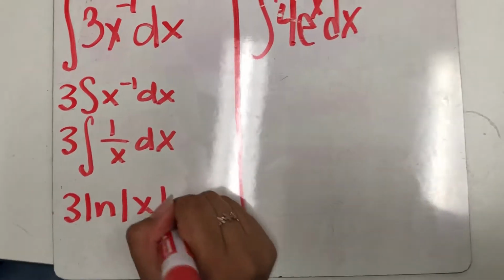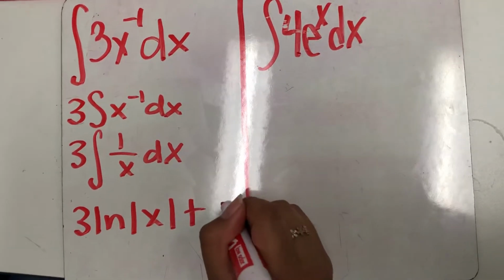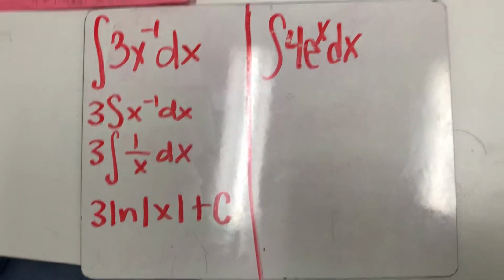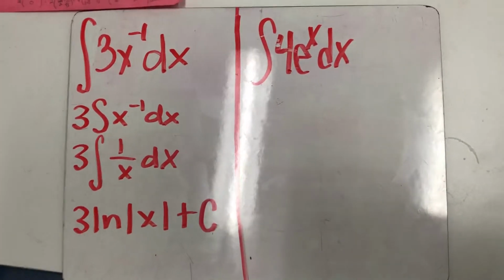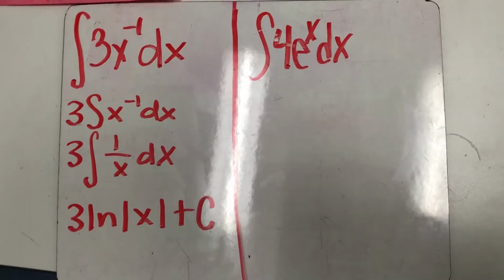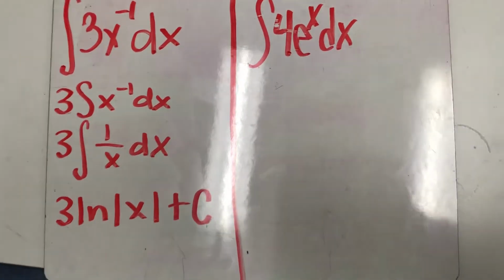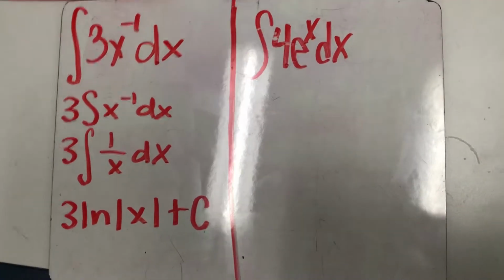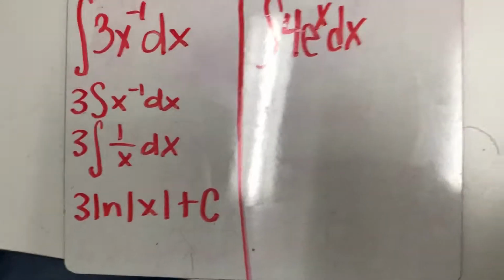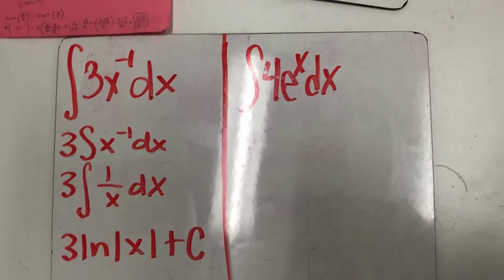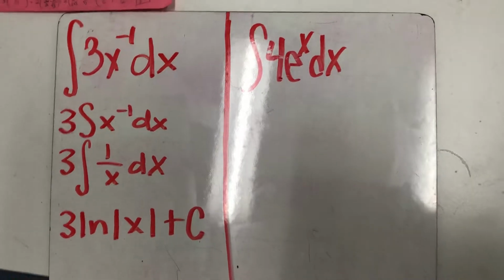Remember, we have to have our absolute value because we need it to be positive in order to take the natural log, plus c. And the reason we have c is because we have no numbers at the top or the bottom of the integral, it's indefinite, so we need a constant, which is basically a placeholder. So next we have the indefinite integral of 4 times e to the x times dx.